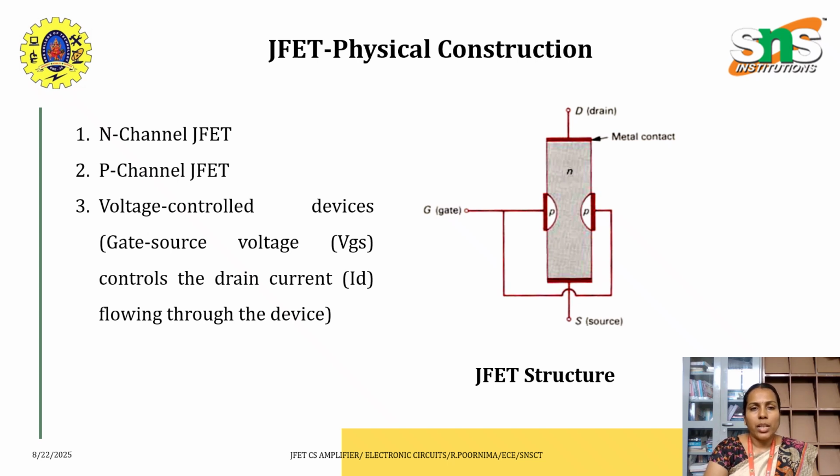So generally we can differentiate the BJT and FET based on this behavior, that BJT operates on the base current, so it is the current control device, and JFET is the voltage control device. So gate to source voltage controls the drain current flowing through the drain to source terminal. So this is called the voltage control device.